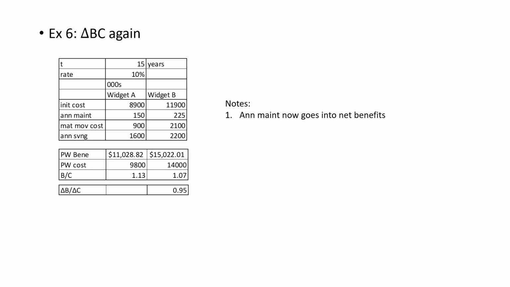So notes: annual maintenance now goes into net benefits. So we have to be really careful. Material moving cost is one time, so it's included with the cost and its initial setup costs. The lower cost option based on these assumptions is better. Again, notice what we're saying is this can be wobbly depending on what assumptions you make.